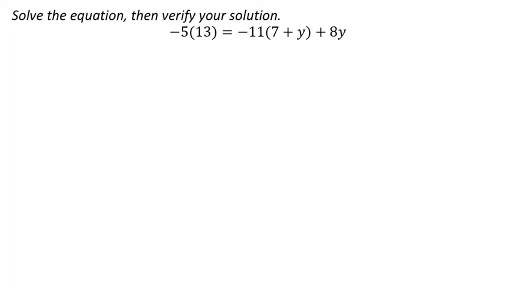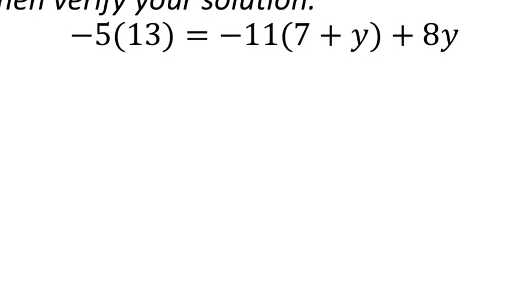Same thing on this one, solve the equation, then verify the solution. Oh, no problem, man. In fact, right here, they're going to start us on the left with some multiplication. So negative 5 times 13 should be negative 65 there. And again, you can verify that on your calculators. And you can even call that distribution right there, because we are solving an equation.